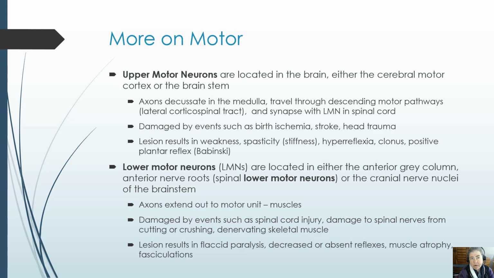And when lower motor neurons are damaged, the symptoms are weakness or paralysis, but it is not spastic stiff paralysis, it is flaccid floppy paralysis. Reflexes become absent or decreased, not hyperreflexic. The muscle atrophies, and sometimes you get something called fasciculations, which is uncoordinated contraction of the muscle, making it look like sort of a bag of worms.